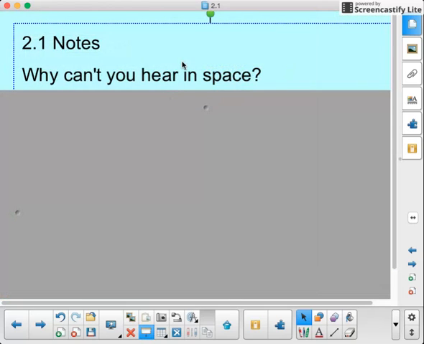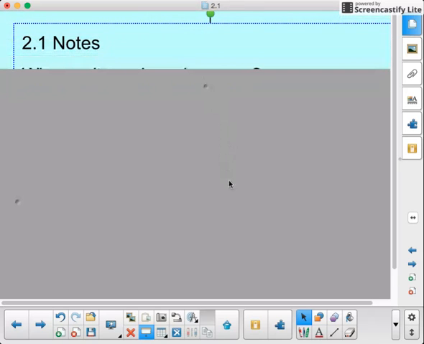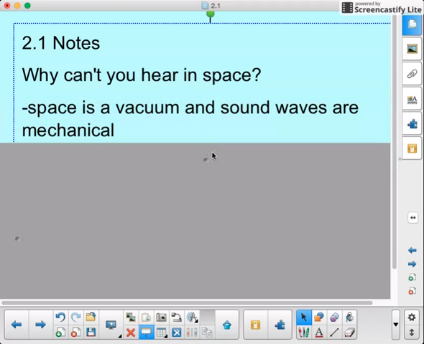The first question in your notes is, why can't you hear in space? This is a question you should already know the answer to. You've learned that sound waves are mechanical waves, which means they need a medium. Space is a vacuum. There's no air in space, so sound waves can't travel. They die in a vacuum.